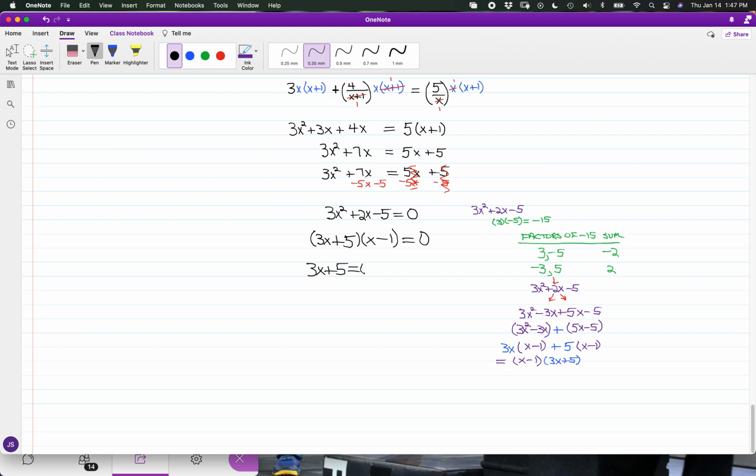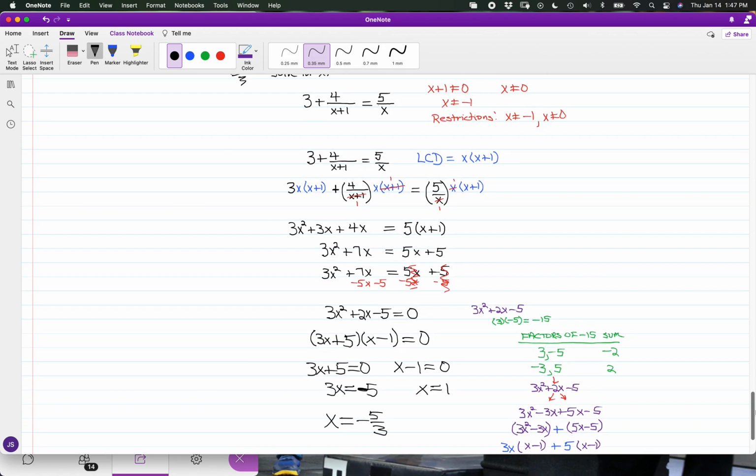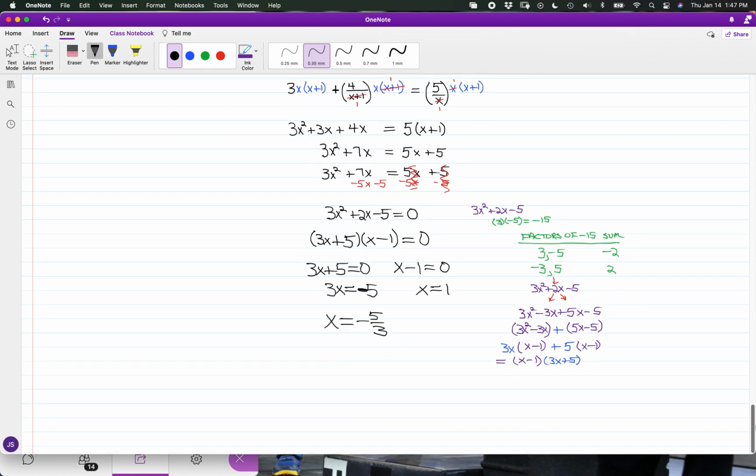if I have 3x plus 5 equal to 0, so we have that 3x is equal to negative 5. And if I divide by 3, we have that x is equal to negative 5/3. And we have x minus 1 equal to 0. Now we're going to have an apparent solution with x equal to 1, and the preconditions have to be that x cannot be negative 1 or 0, and so these will check out. So we have x at negative 5/3, and also positive 1.